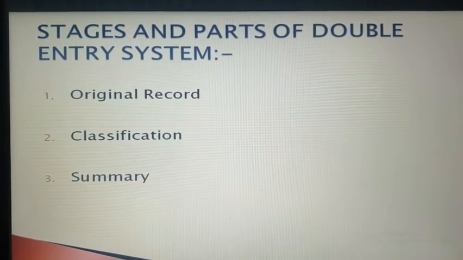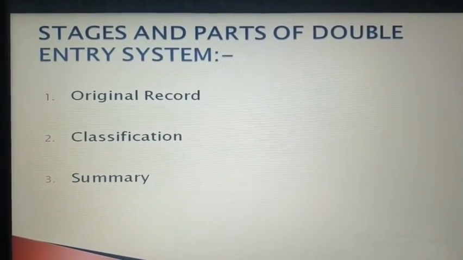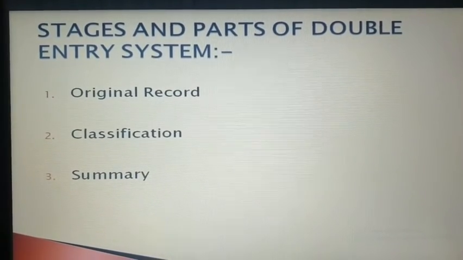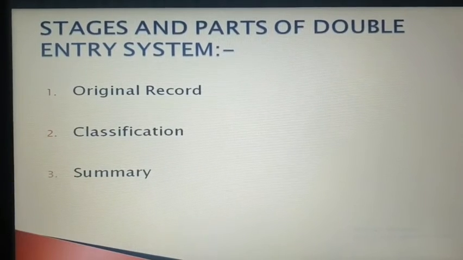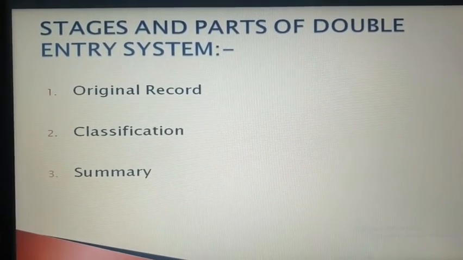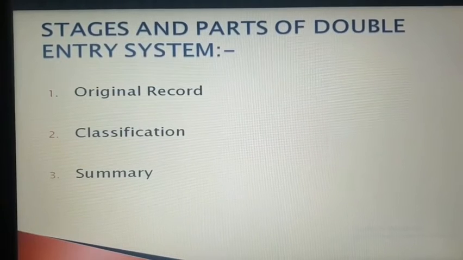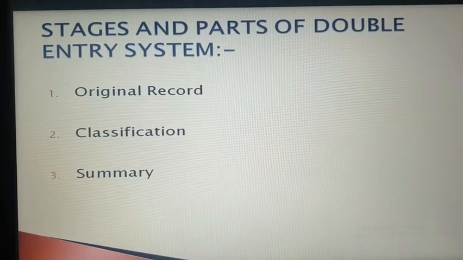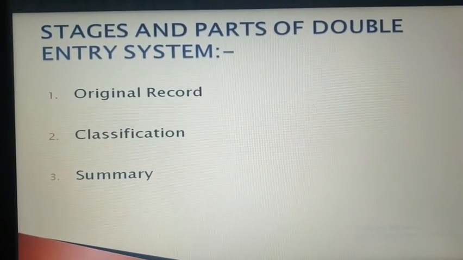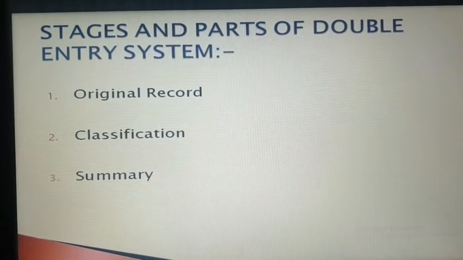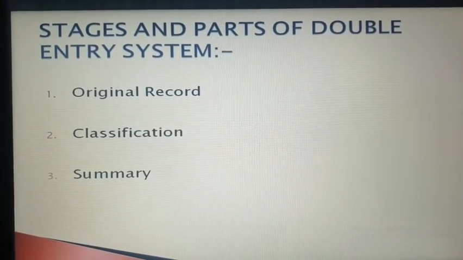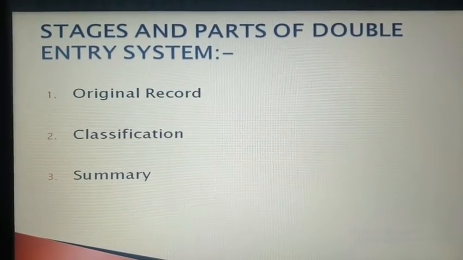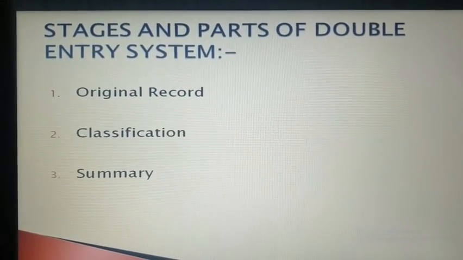Now in the previous video, that is in chapter number first, I already told you that first of all transactions are recorded in the books of original entry, that is called journal, if the business runs on a small scale. But if the business runs on a large scale, then instead of journal we will prepare the subsidiary book. So the first stage of double entry system is to record the transaction in journal or subsidiary book, that is called original record.